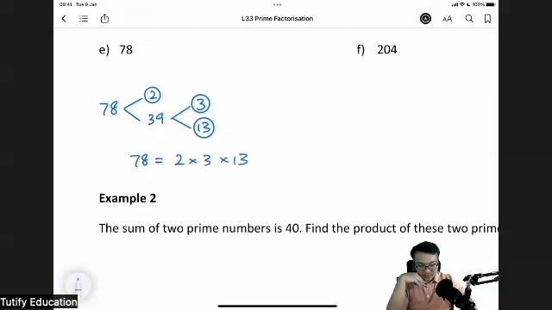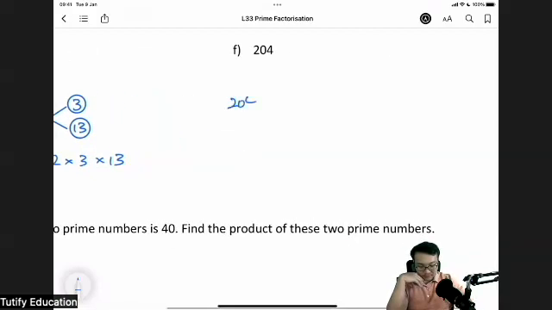Well done. Try the last one. 204. What are you going to do? Divide by 3 or divide by 2 or divide by 4? What do you want to do? 2. Okay, divide by 2, 102. Next, what do you want to do? Divide by 2 again? Yes. Okay, then 2 times 51.